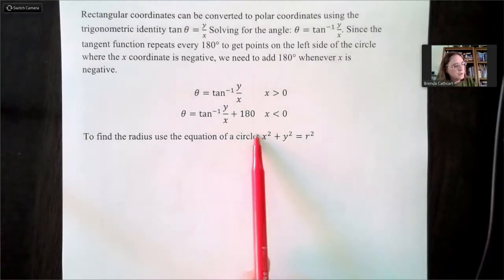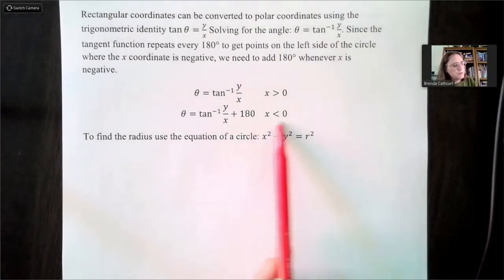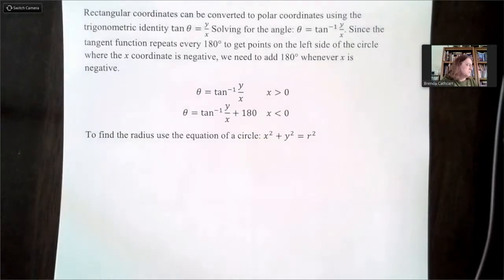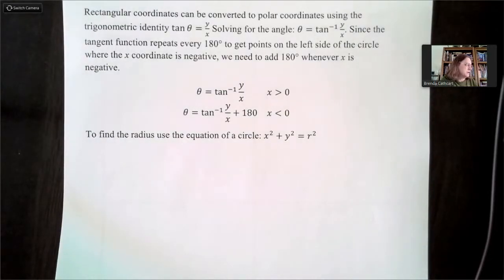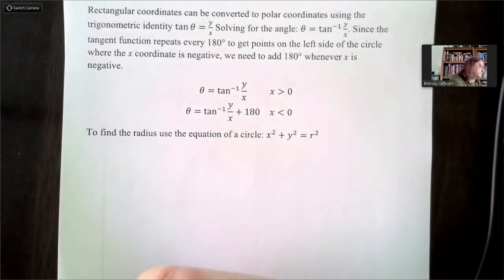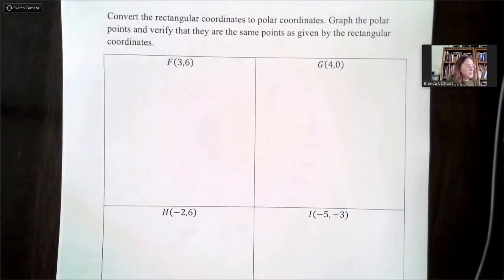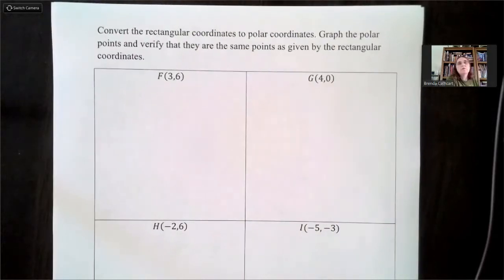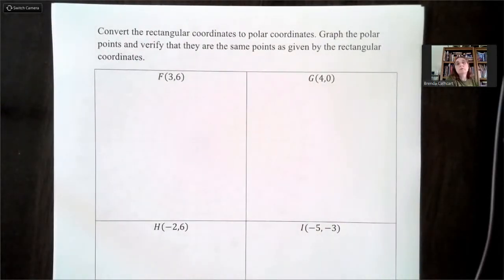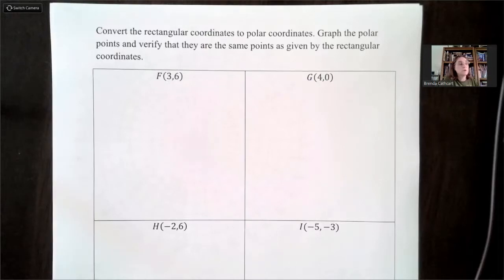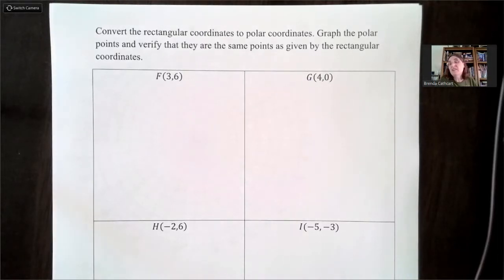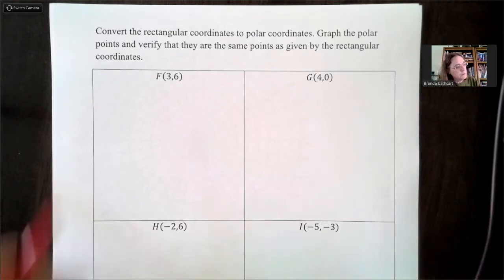And then to find the radius of the circle, we just use x squared plus y squared is equal to the radius squared, which is the equation of a circle. Okay, so we're going to use those rules to convert the following rectangular coordinates to polar coordinates. And then we're going to graph them and see if it looks like the right point on our graph paper. So first, let's convert these and see how we're able to do that.